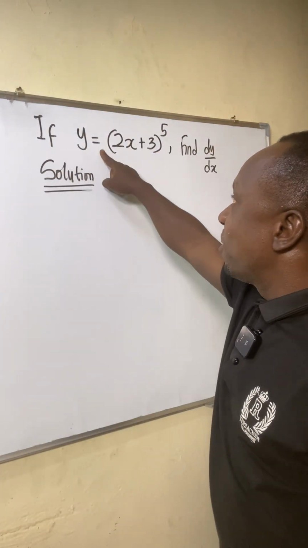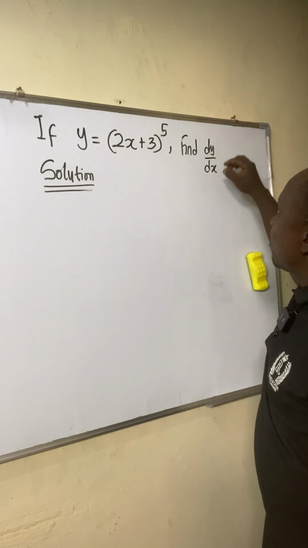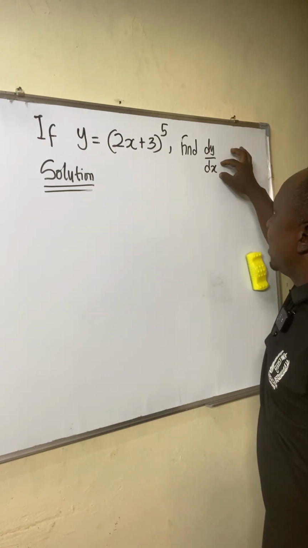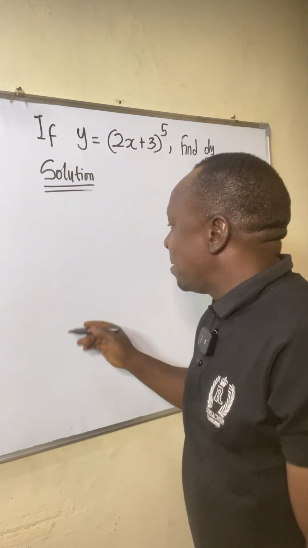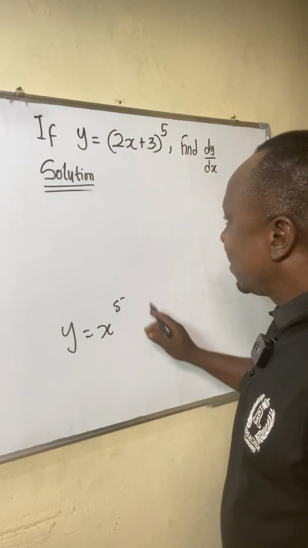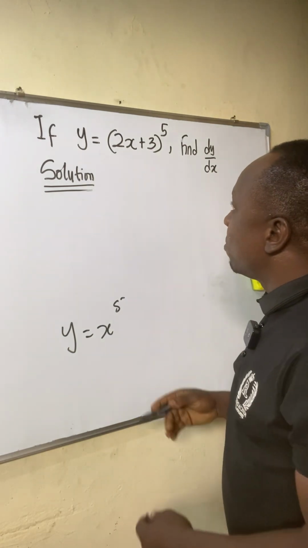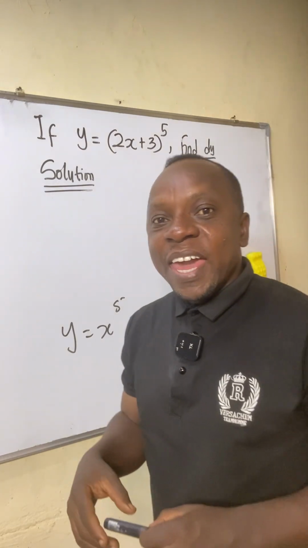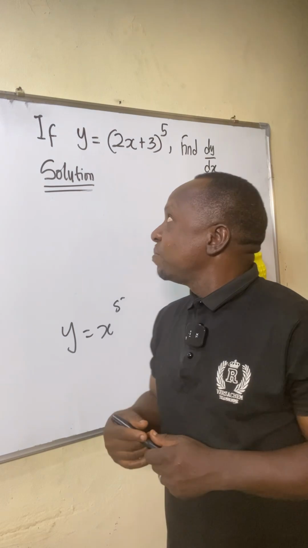If y is equal to (2x plus 3) all raised to the power of 5, we are asked to find the change in y with respect to x. The function before us is not the same as this function, y equal x raised to the power of 5. This is a simple function. Why is this function a composite function? A composite function is simply a function inside another function.